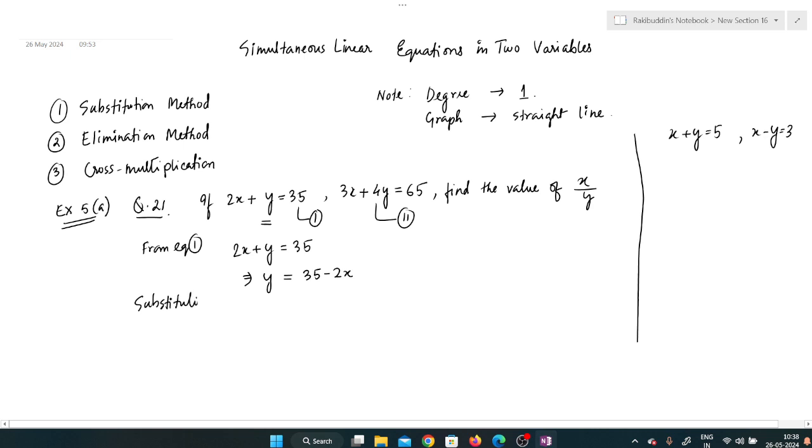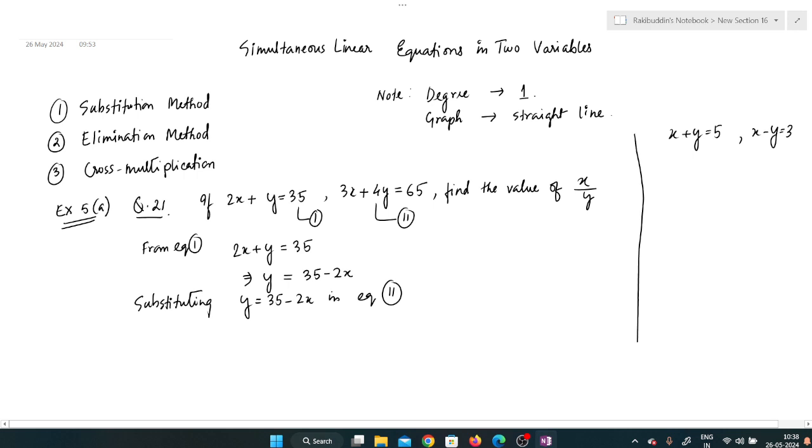Substituting y equals 35 minus 2x in which equation? In equation 2, because we have found this value from equation 1, so I will substitute in 2. Now again, why did I not choose equation 2 for the first step? Because here x has coefficient 3 and y has coefficient 4. That's why I did not choose it. I chose the first equation where y is without a coefficient.